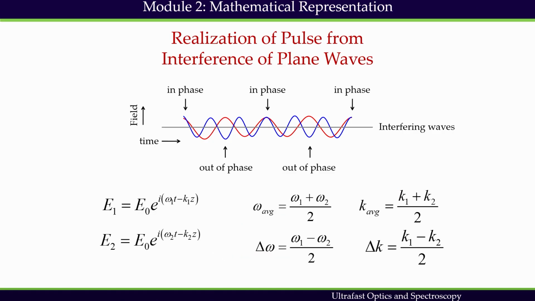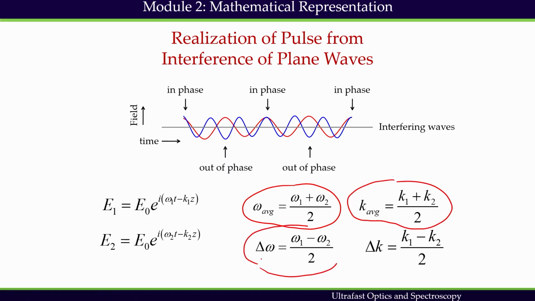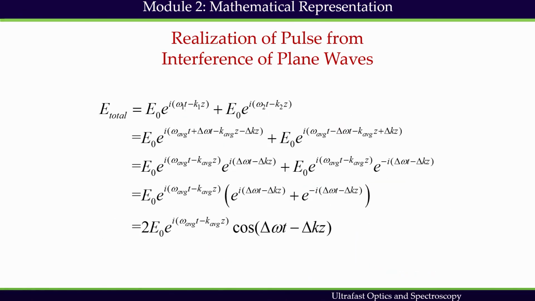Now let us define omega average as (omega 1 plus omega 2) by 2, k average as (k1 plus k2) by 2, and delta omega as (omega 1 minus omega 2) by 2, and delta k as (k1 minus k2) by 2. If we insert them in these equations and then we calculate total field due to the interference of these two electromagnetic waves propagating along the same direction, we find, after doing simple math, we get this.